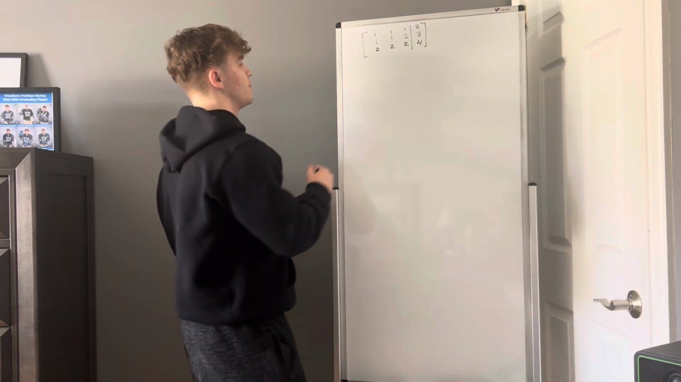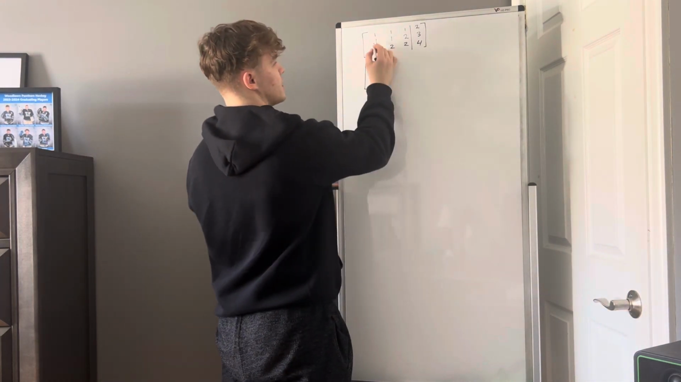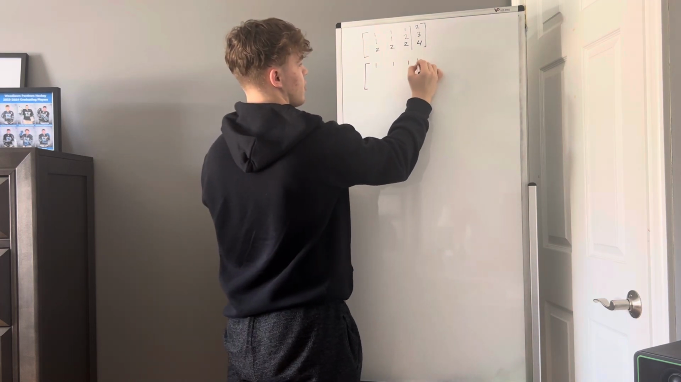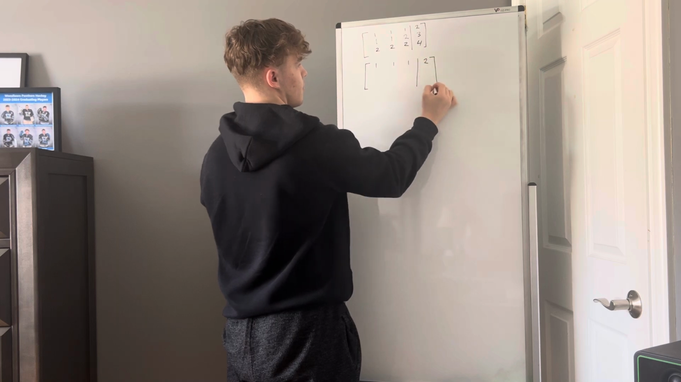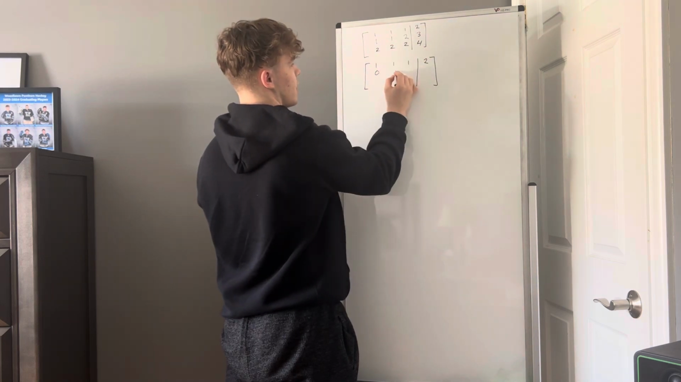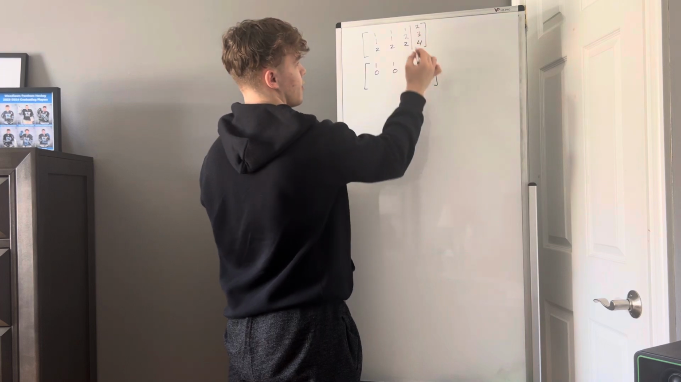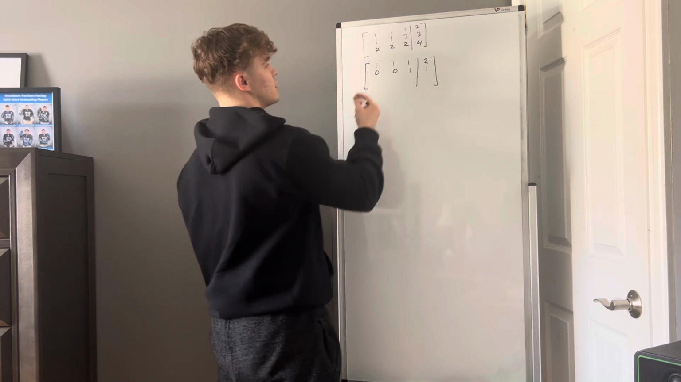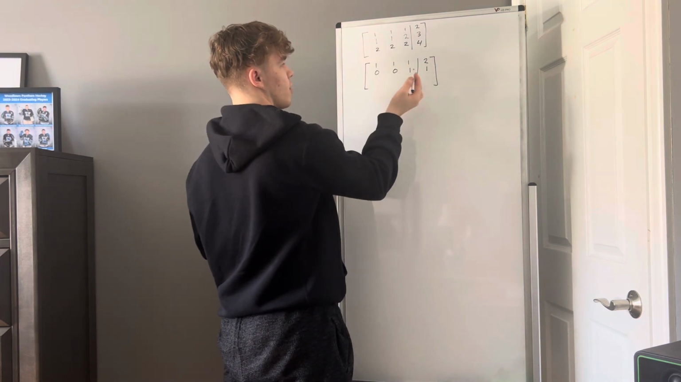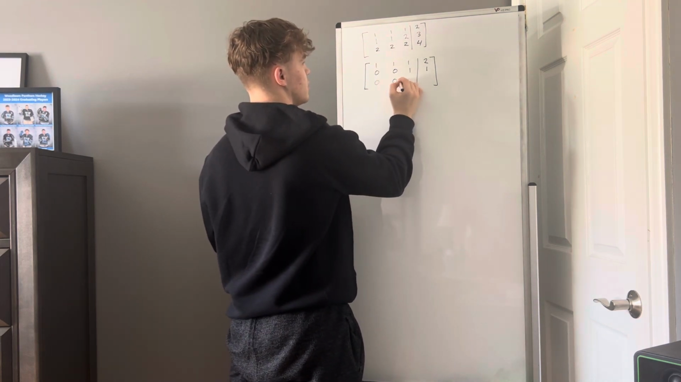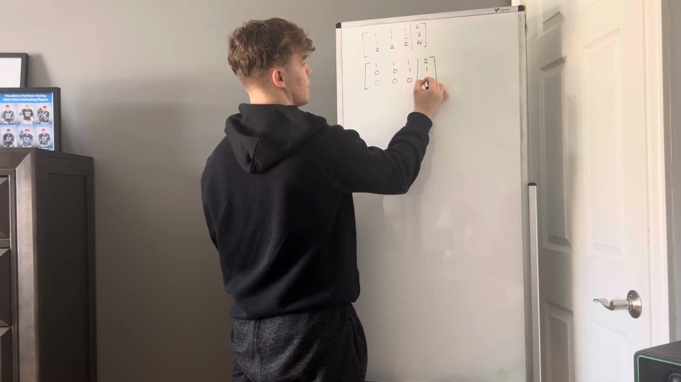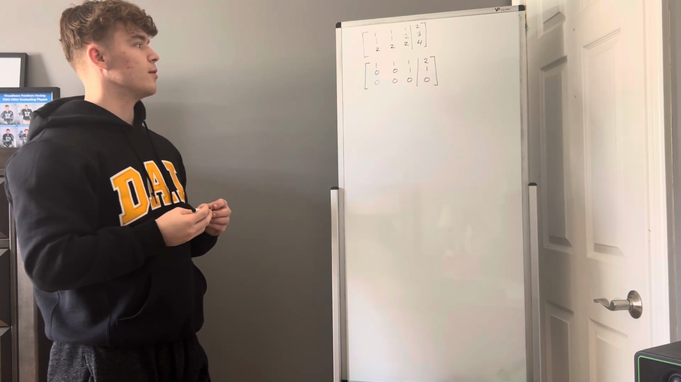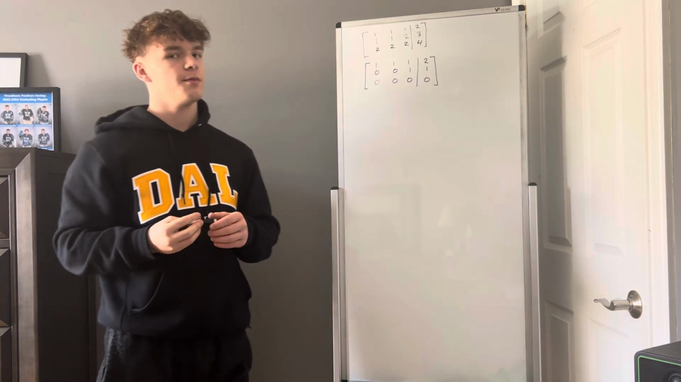So let's solve. Let's subtract row 1 from row 2. So we're still going to have the same row. We're going to have 0, 0, 1, and 1. Okay, now let's subtract 2 row 1s from row 3. We're going to get 0, 0, 0, 0. What does this mean? Well, we'll get to that.